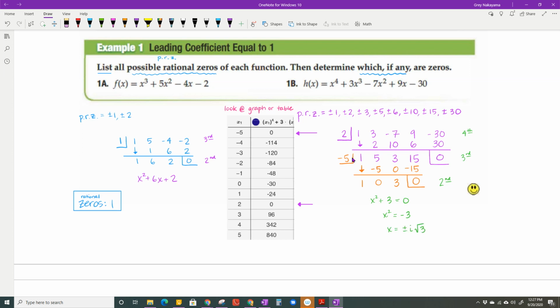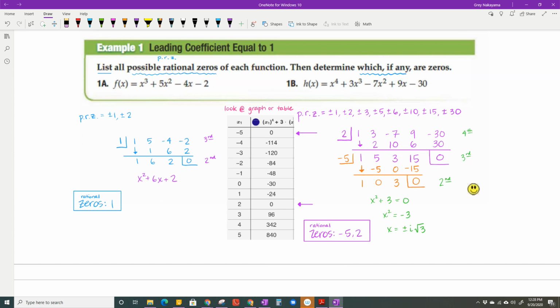Remember, because there's a negative in front of my 3, when I take the square root of that, that's why I have an i in my answer. Okay, so the real key, y'all, in our directions, determine which, if any, are zeros. Well, this is clearly not in this list of rational zeros. So the only rational zeros that I have are -5 and 2.